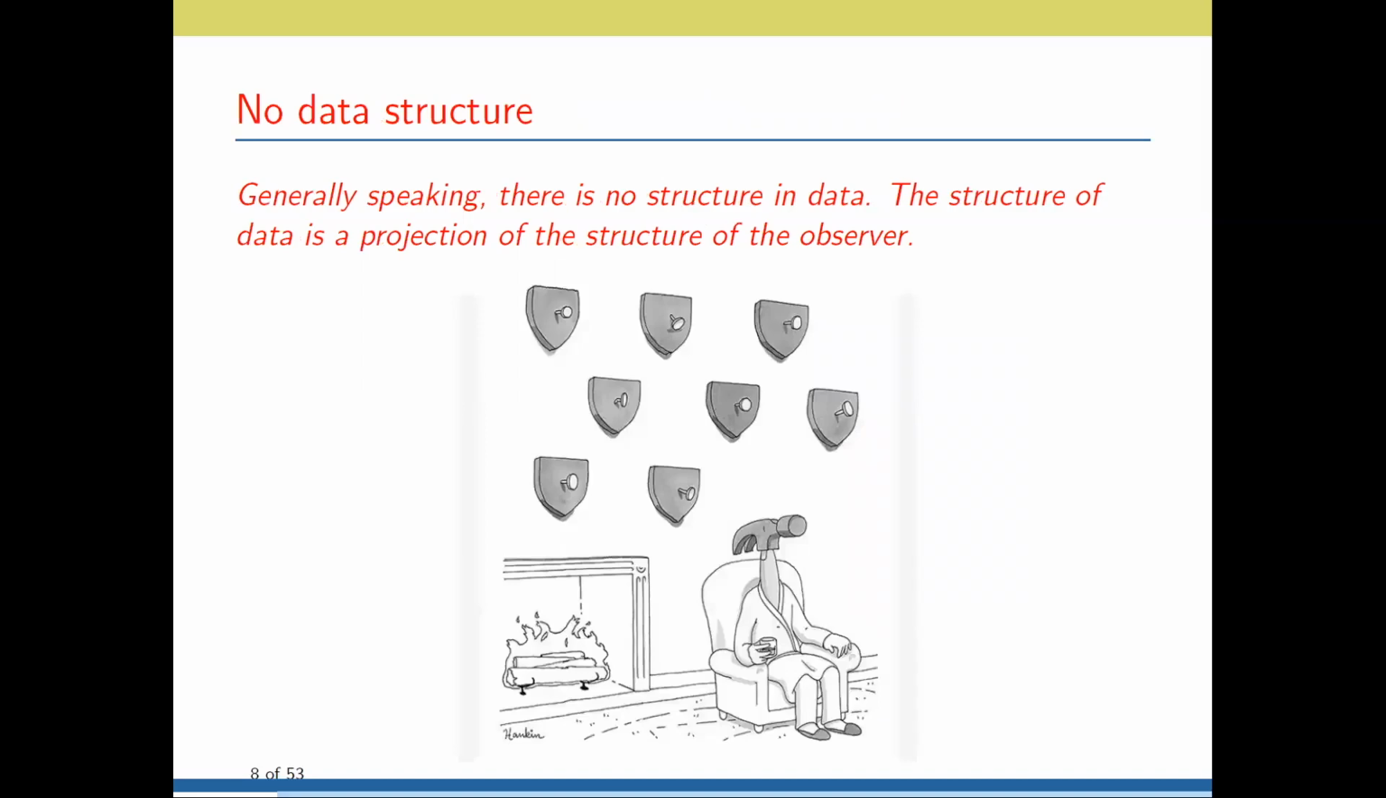Another important remark is this one. Generally speaking, there is no structure in data. The structure of data is a projection of the structure of the observer. You choose an observer, and the observer projects some structure on the data that is part of the interpretation of the data. This is quite important. There is no absolute value in data.